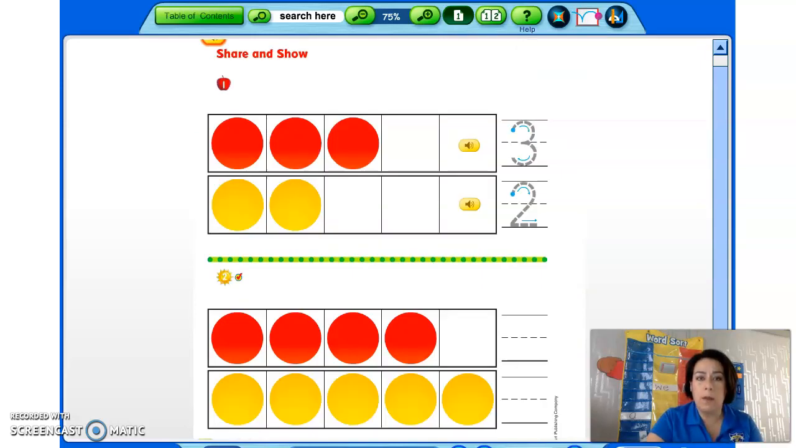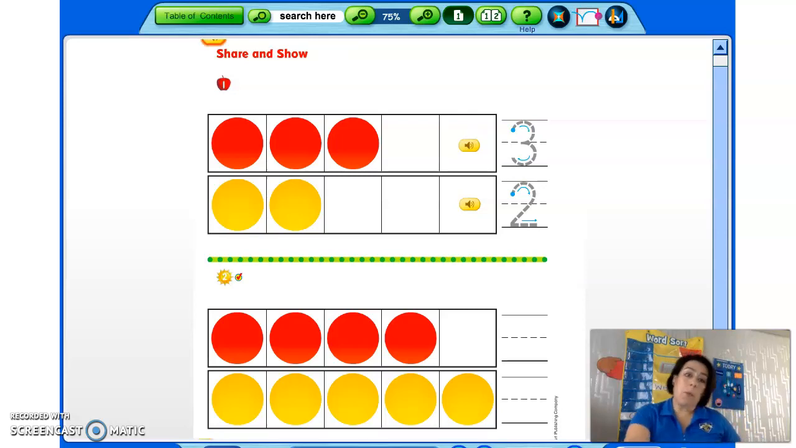Okay, now next page, number 70. Share and show. 3, 2. Directions. 1. Place counters as shown. Count and tell how many in each set. Trace the numbers. Compare the sets by matching. Circle the number that is less. 2. Count and tell how many in each set. Write the numbers. Compare the sets by matching. Circle the number that is less.